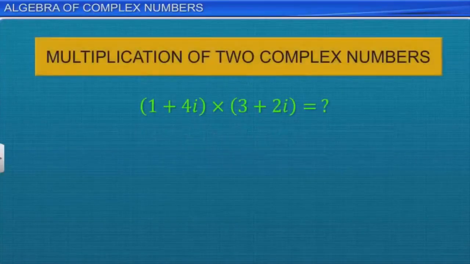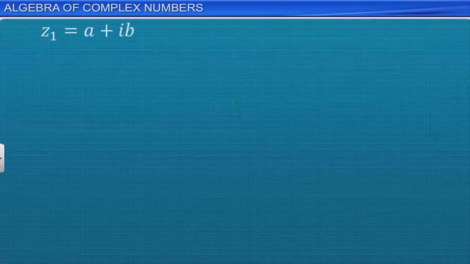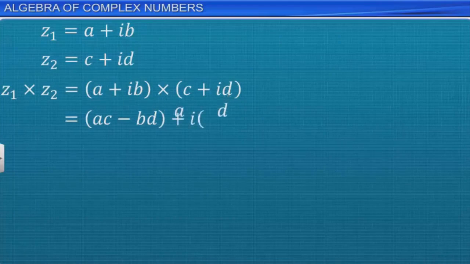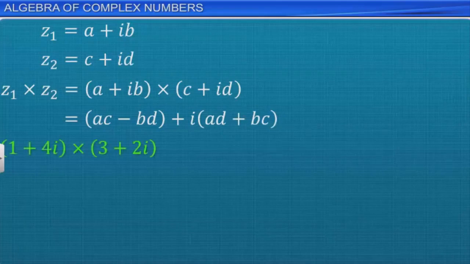Next, we'll multiply two complex numbers. Consider two complex numbers, z1 and z2. The product of the complex numbers z1, z2 is equal to ac minus bd plus i multiplied by ad plus bc. Let's look at an example. Here we'll multiply 1 plus 4i by 3 plus 2i.